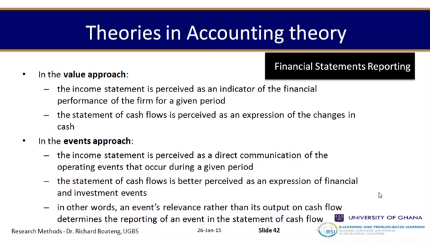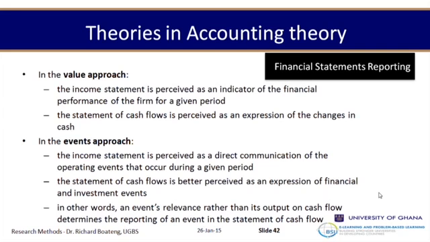An example is financial statements reporting. There are two approaches: a value approach and an events approach. Each of them has a different definition of the relevance of an income statement. For example, in the value approach, an income statement is perceived as an indicator of financial performance of the firm for a given period. However, in the events approach, an income statement is seen as a direct communication of operating events that occur over a given period.